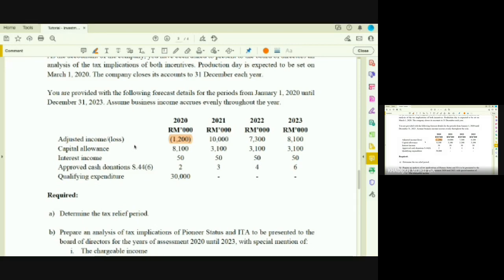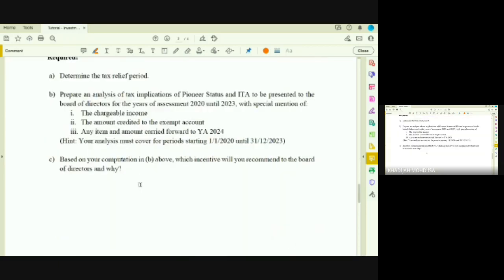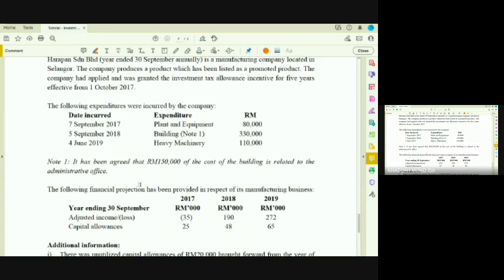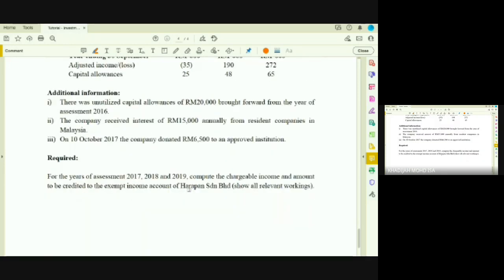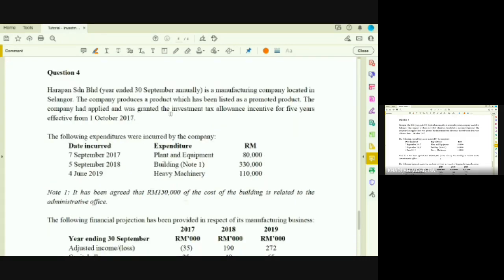So do this question number 3, and then you also have question number 4. Question number 4 actually requires you to do investment tax allowance, ITA, because the company is actually applying for granted ITA. But you can use the same question just to exercise, as an extra tutorial question. What is the chargeable income under pioneer status? Then later when we do ITA, you can do this question for ITA purposes as well, and then compare which one is better for the company.